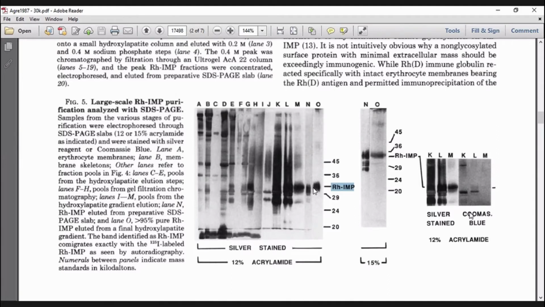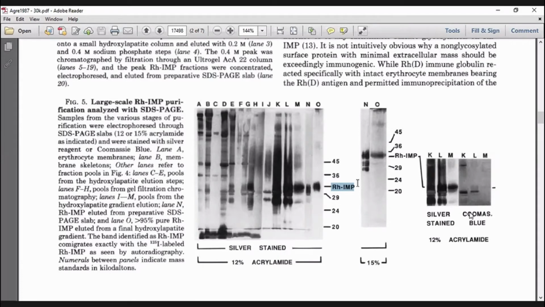And also why we use Dalton: because the molecular weight that we get from the gel is an approximate value. Later, when we do mass spec and get the exact molecular weight, then we use grams per mole. But when we run the gel, because we are estimating, around 30, we use Dalton. Because this is not an exact value of molecular weight, it's just approximate.